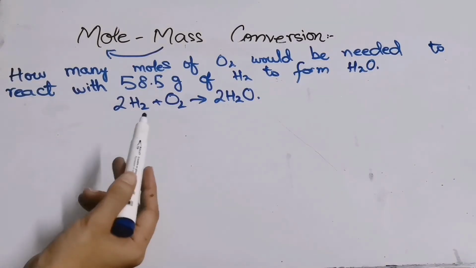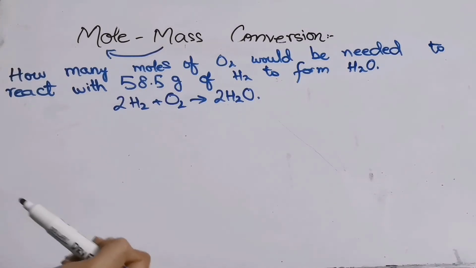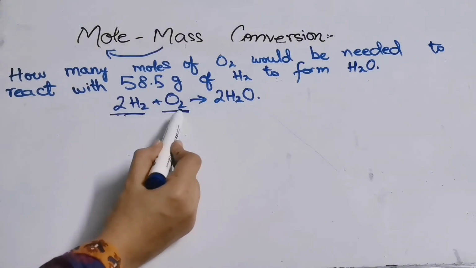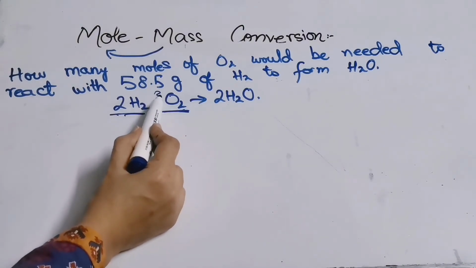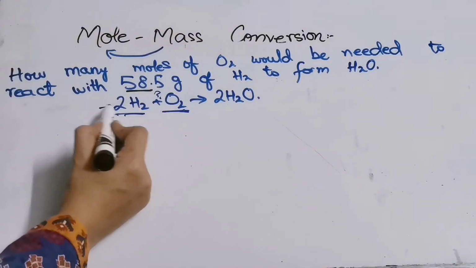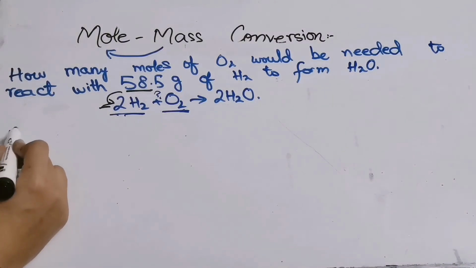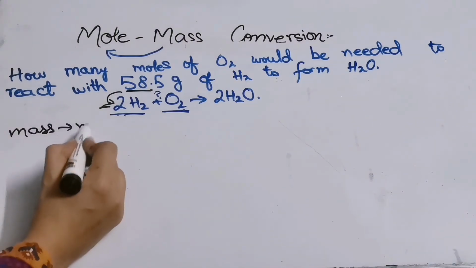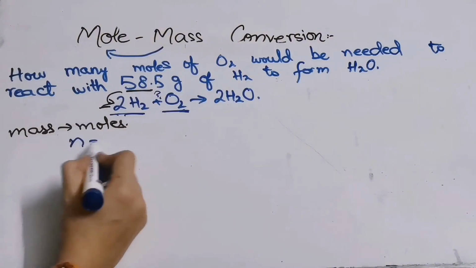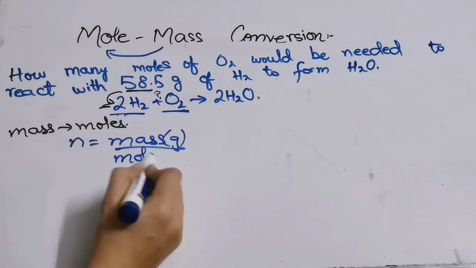Now the question is, how many moles of O2 would be needed to react with 58.5 gram of H2 to form H2O? Here we are dealing with H2 and O2. They ask how many moles of O2 would be required if we use 58.5 gram of H2, right? So first we will convert this mass into moles. What is the formula? The formula is number of moles is equal to mass in gram divided by molar mass.